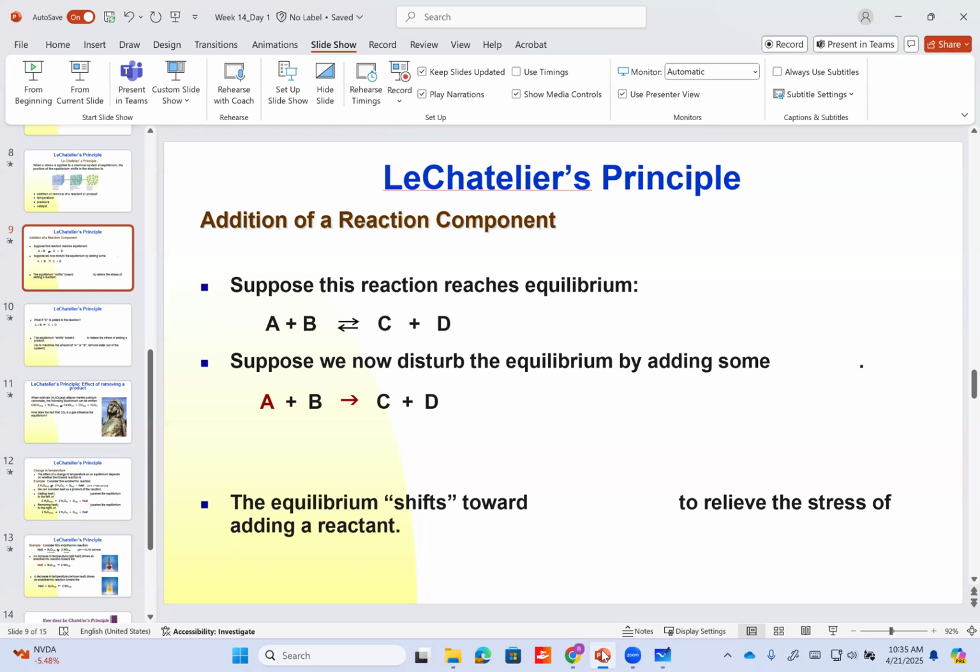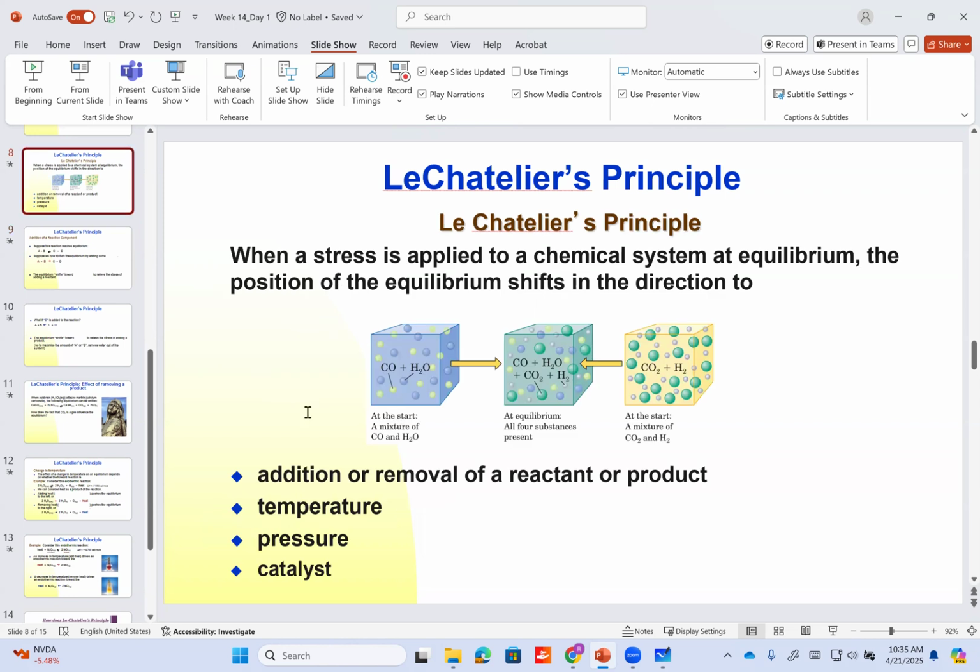So the topic remaining from week 14, day 1 for exam 3 is Le Chatelier's principle. This is the last slide I went over, right? I talked about how you can apply different types of stress to a system at equilibrium to make the equilibrium shift in the direction that relieves the applied stress. So let's look at each of these individual stresses.